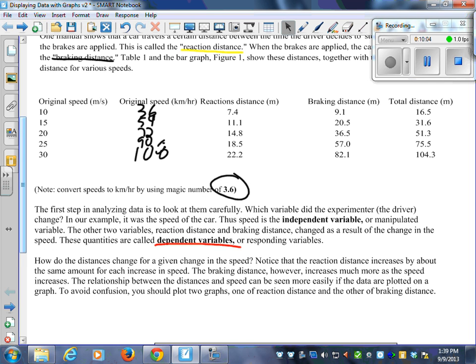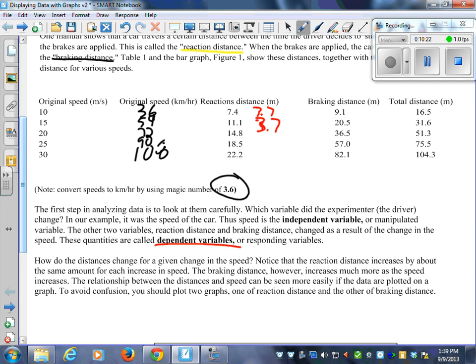If you look at these, somebody with a calculator quickly tell me what's the difference between 7.4 and 11.1? Subtract. 3.7? What's the next one? 3.7.